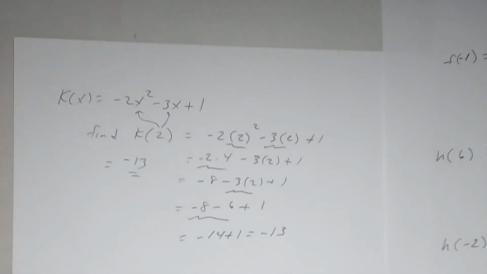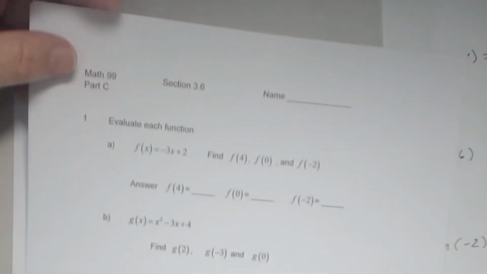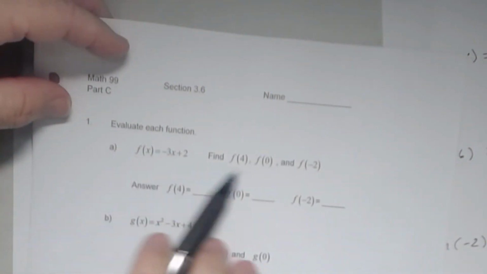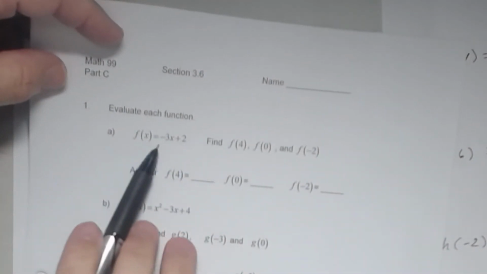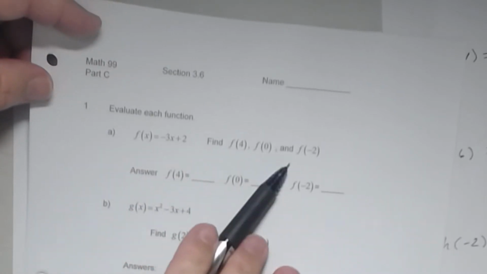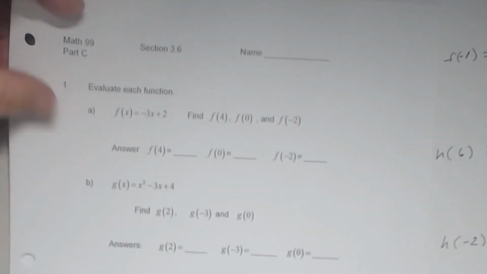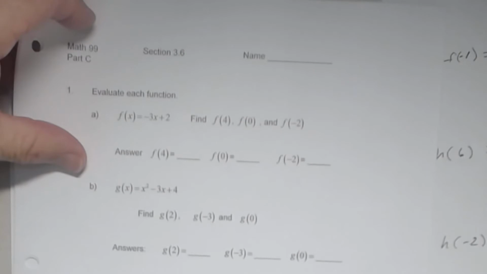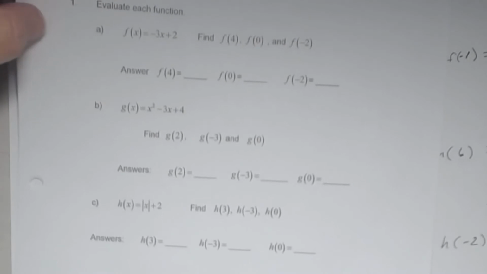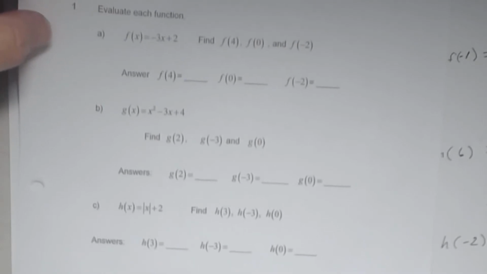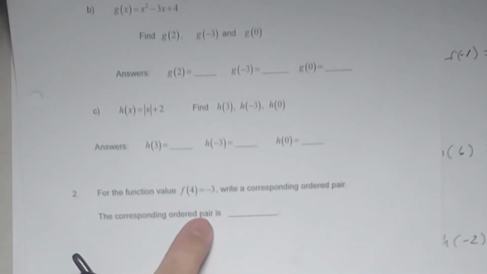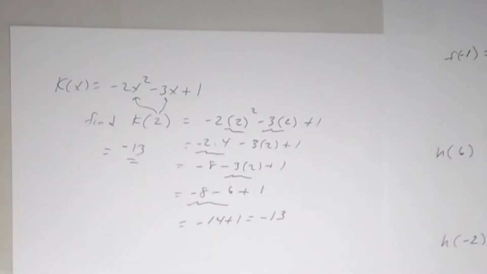Okay, so that's about it. So you should be able to do this. That was an easy one, huh? So you have your function f, and you want to find each of those. You have your function g, you want to find each of those. And you have your function h, you want to find each of those. And then this is where you have to find the corresponding order here. All right, so that takes care of that.